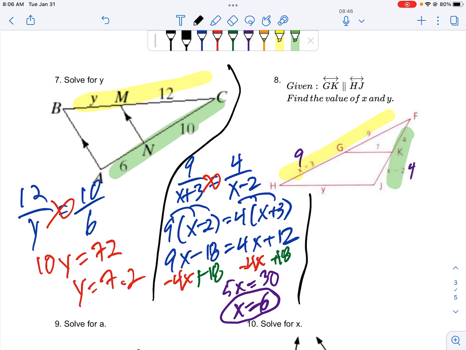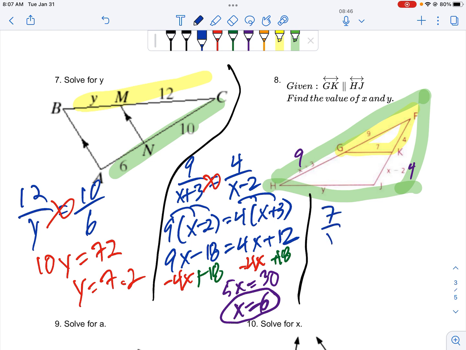So if I want to solve for y, I can do this in 2 different ways. I can set up a proportion. I know that the 7 corresponds with y, but I also notice that I have 2 similar triangles here. I have the big one and I have the small one. The small one has the 7 that goes with the y. Okay, now I want to pick a side length of my smaller triangle, of my yellow triangle. So I'm going to go with the 4.